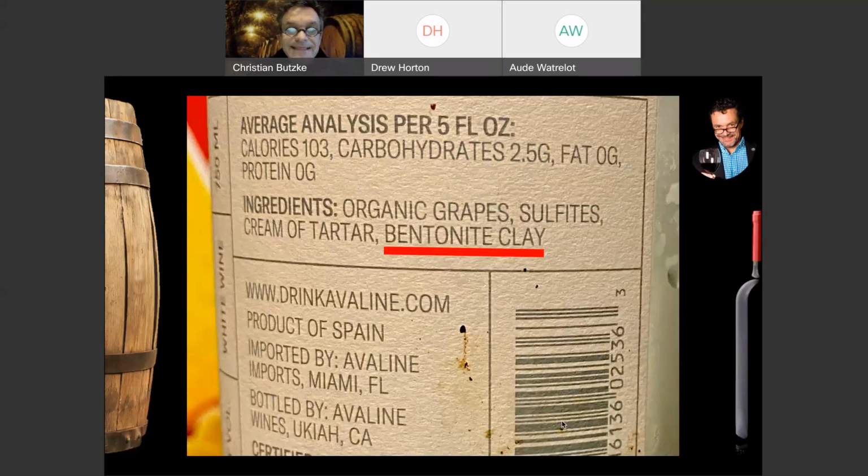But again, listing it as an ingredient is probably not necessary. The bentonite will leave the wine after it is settled, and even if you use it, it will not stay in the wine. So I'm not sure why they did this, but it's kind of funny to see.